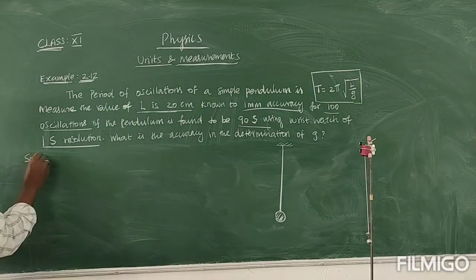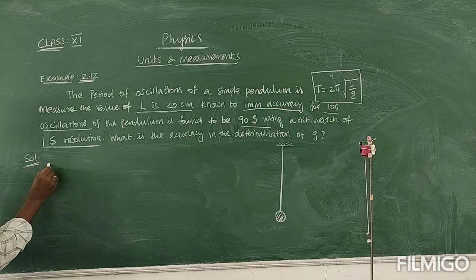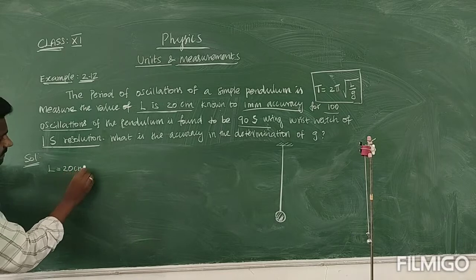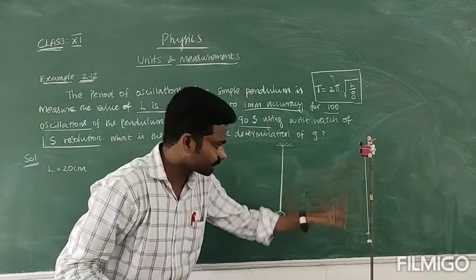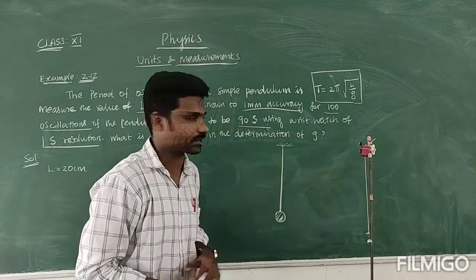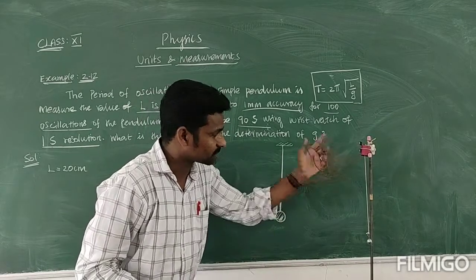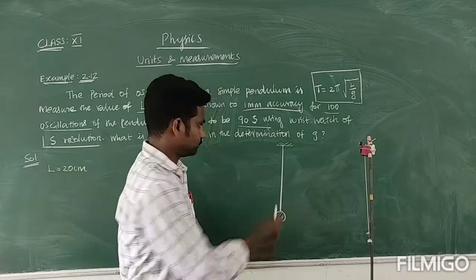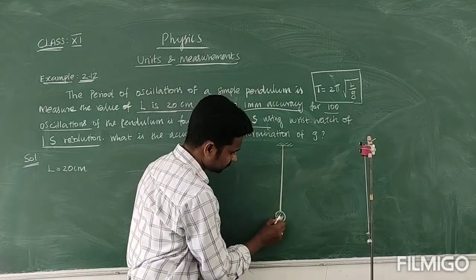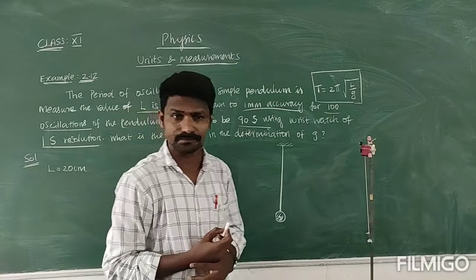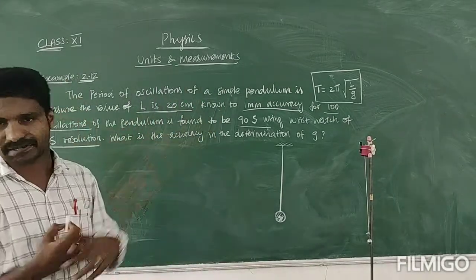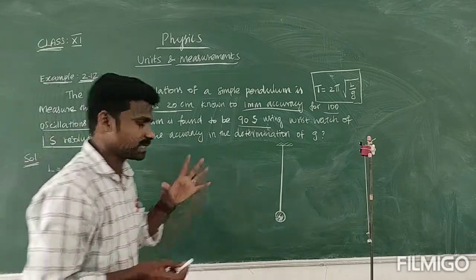See in this solution, they first mention the L value: L is equal to 20 centimeter. That is the length of the pendulum, from the point of suspension to the center of the bob. Right. And then they mention the time period T in this question. So what is the time period?